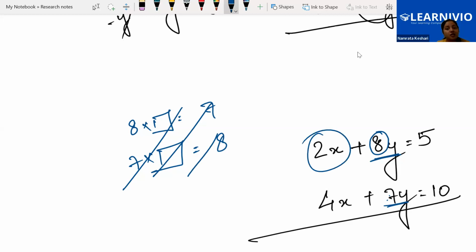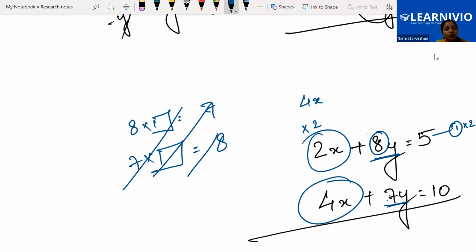that 2x is there, 4x is there. Easily we can make this 2x a 4x. How? By multiplying with 2. If we multiply equation 1 with 2, we will get 4x over here. Yes or no? Okay, we will get 4x. So why go ahead and check 8y and 7y, which is not possible?